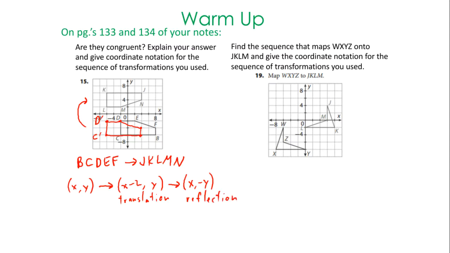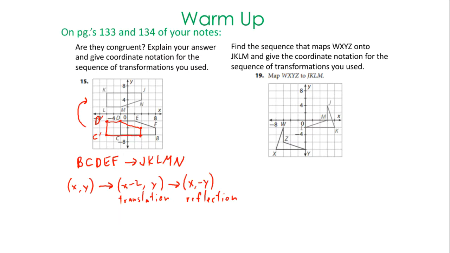Okay. For the other one, we are told that they are congruent. Right away we're told that. We just need to find a sequence of transformations that goes from, this time we are being told what order to go. We're going from the left shape to the right shape. And we want to give the coordinate notation for the sequence of transformations used. So once more, I'm going to observe that there is a translation and a reflection.